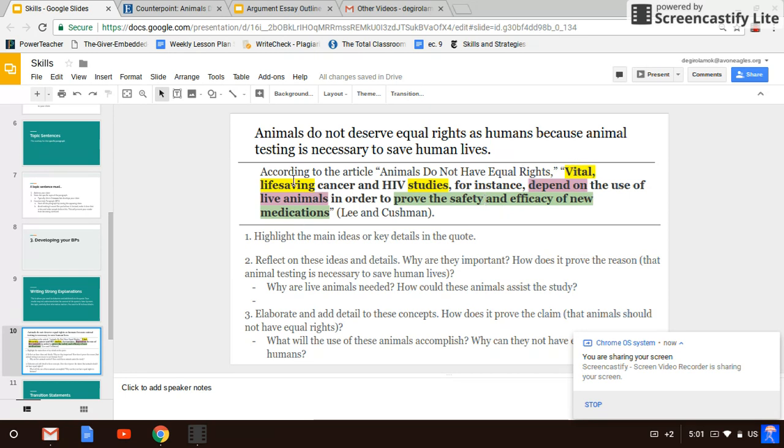So I highlighted some key ideas, but that's not all we can do. We can't just restate the quote because that would be pointless. We have to add some information. So the second thing you're going to do is reflect on these ideas and details. Why are they important? How does it prove the reason that animal testing is necessary to save human lives?